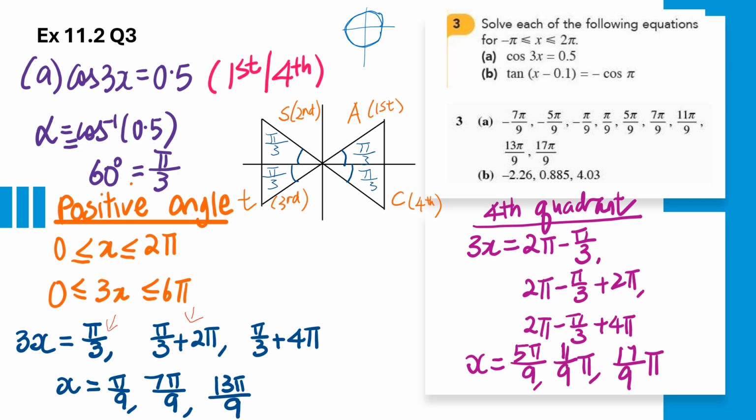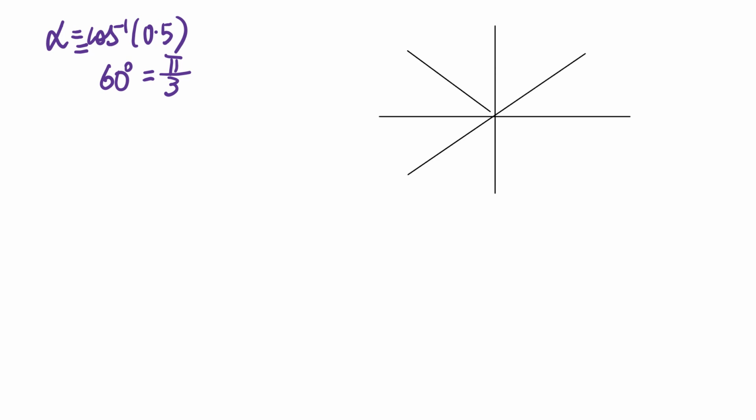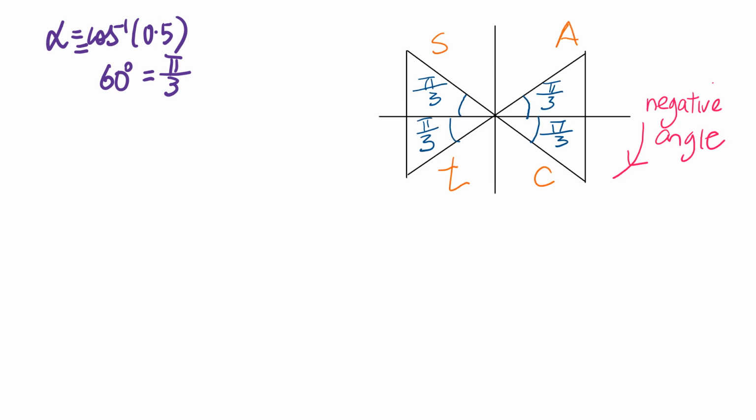So in the next slide, we'll look at how we manage the negative angle one. What we have found in the earlier slide is alpha, which is pi over 3. So now let's look at the negative angle. Let's start off with our ASTC. But in this case, for the negative angle, because it's in the clockwise direction, your quadrants will no longer be the same as in the positive angle.